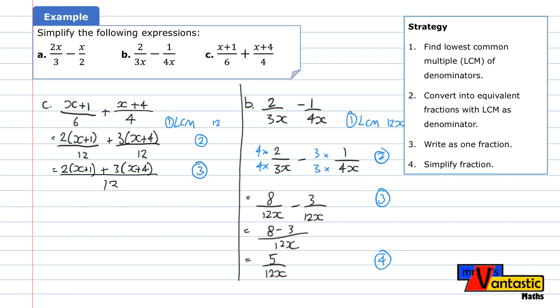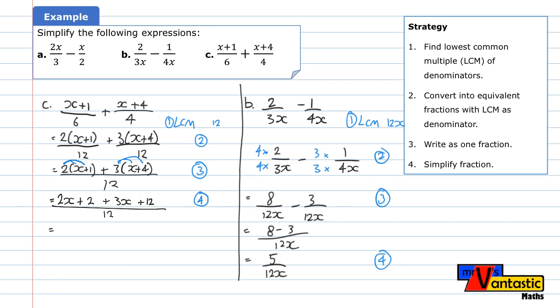And now the simplification step is just an extra bit longer, because we now have to look at these brackets. And to get rid of those, we're going to expand. So I'm going to expand by multiplying 2 by x and 2 by 1, and 3 by x and 3 by 4. So I'm going to expand them like we have expanded things in the past. This is going to become 2x plus 1 times 2 is 2, plus 3 times x is 3x, and 3 times 4 is 12, divided by 12.